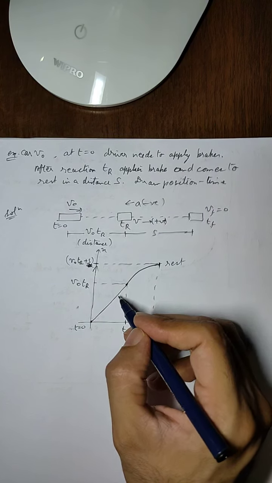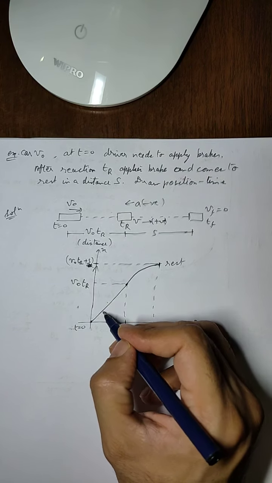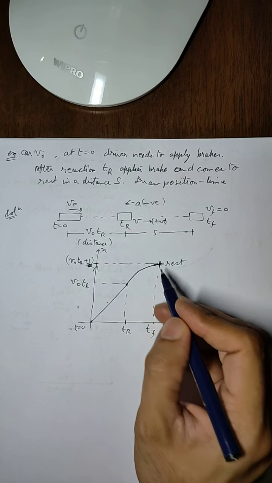So this will be the curve. First it will be a straight line for uniform motion, and then retarded motion till it comes to rest. How will we show that it has come to rest? The slope becomes 0, that is the curve becomes horizontal.